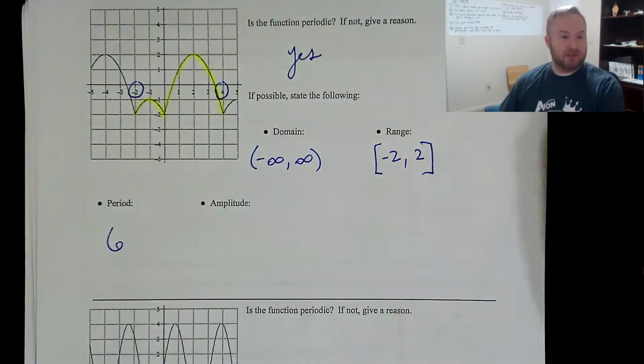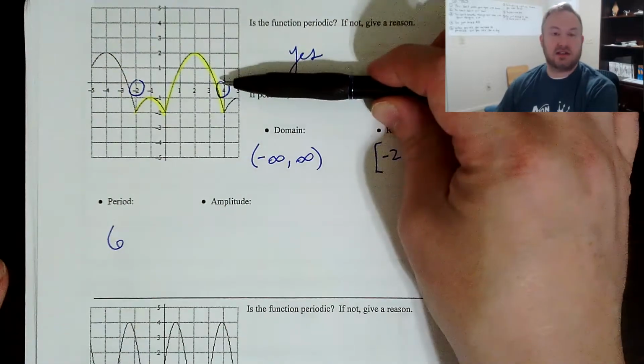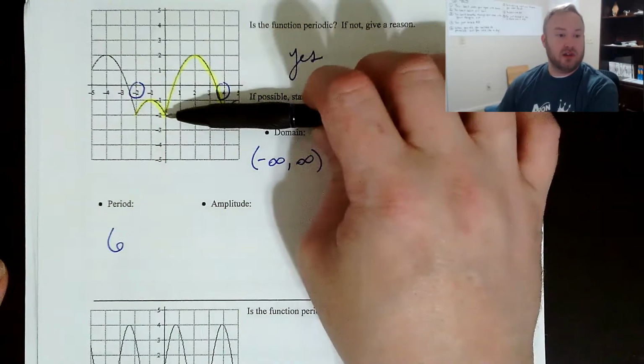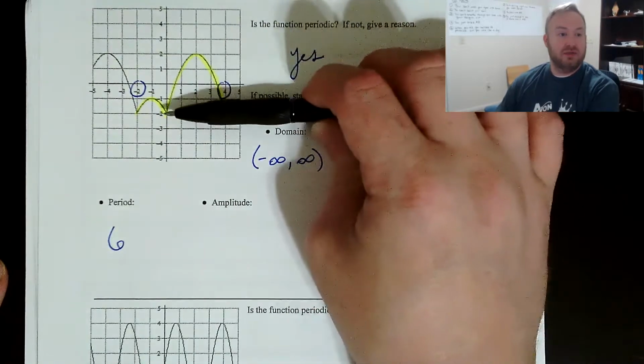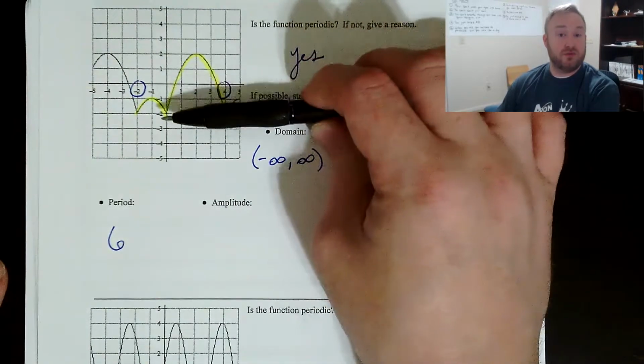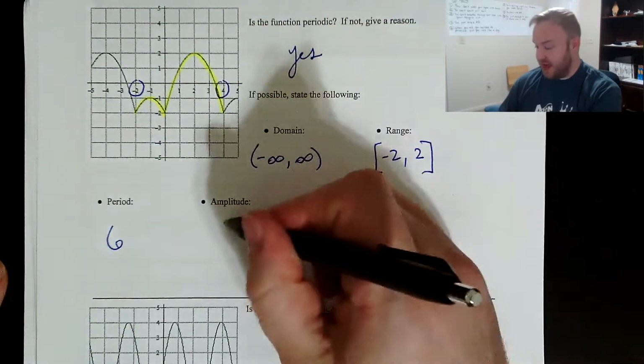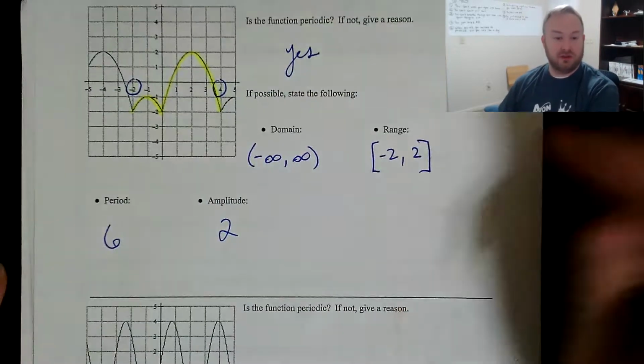As for the amplitude, again, the x-axis is the midline here, but the lowest point is -2, the highest point is at +2. That's a distance of 4, and half that distance is 2. So the amplitude is 2.